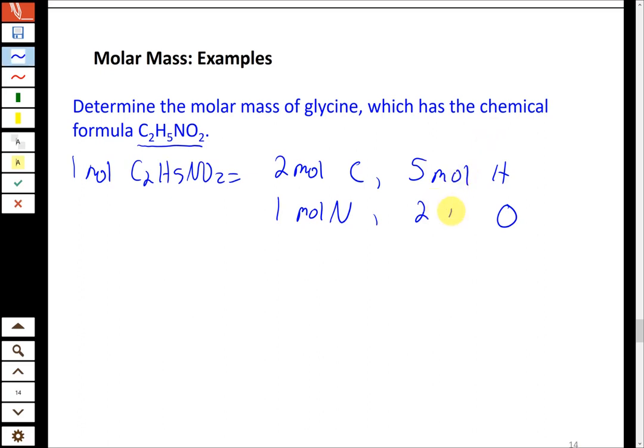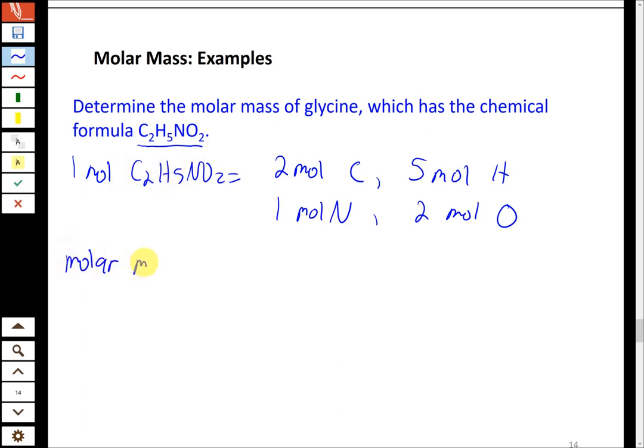All right, so that's another way to interpret the chemical formula. And so what that allows you to do, when you calculate the molar mass, is you just have to add up the mass of 2 moles of carbon, 5 moles of hydrogen, 1 mole of nitrogen, and 2 moles of oxygen to get the mass of 1 mole of this compound. So it's, again, just adding up all the atomic masses.